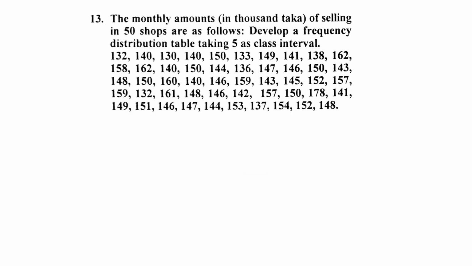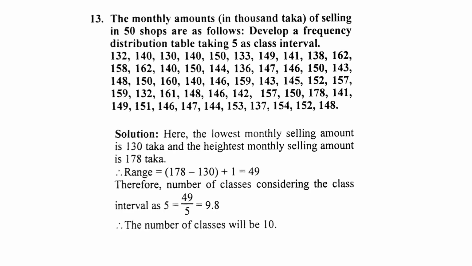In the same way, question number 13 can be solved. Here the difference is you have to take 5 as class interval, but in question number 12 you have taken 10 as class interval. So the difference is the class interval. Also here, first of all, take the lowest value and highest value, then find the range. After that, the number of classes.